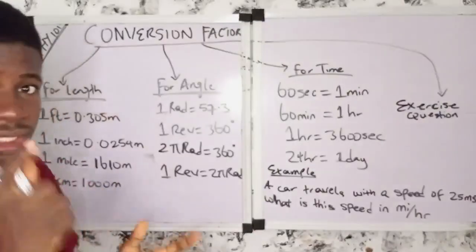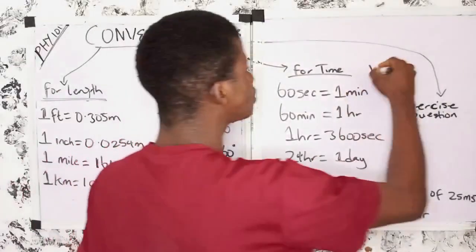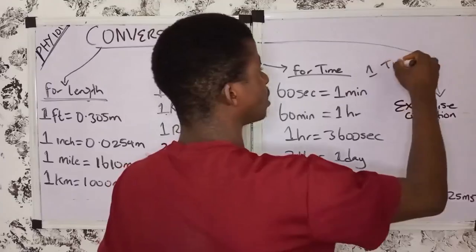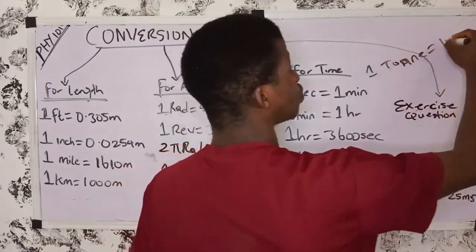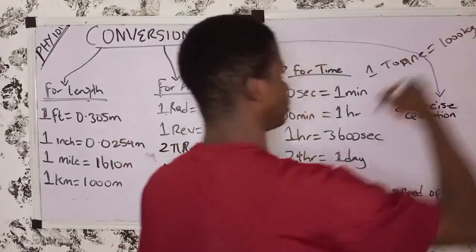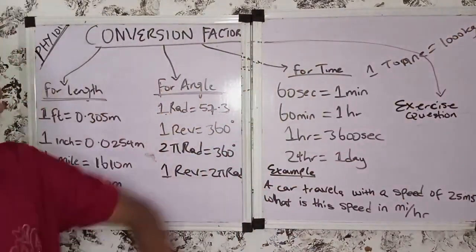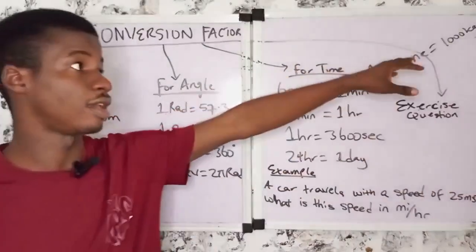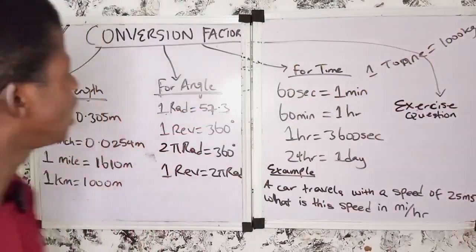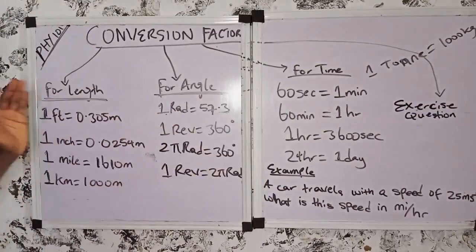Now, before I continue, please take note. One ton is equal to 1000 kg. Please take note of this. 1 ton is equal to 1000 kg. This is a conversion factor in mass. Okay. Now let's continue. Let's move to the conversion factor for length.